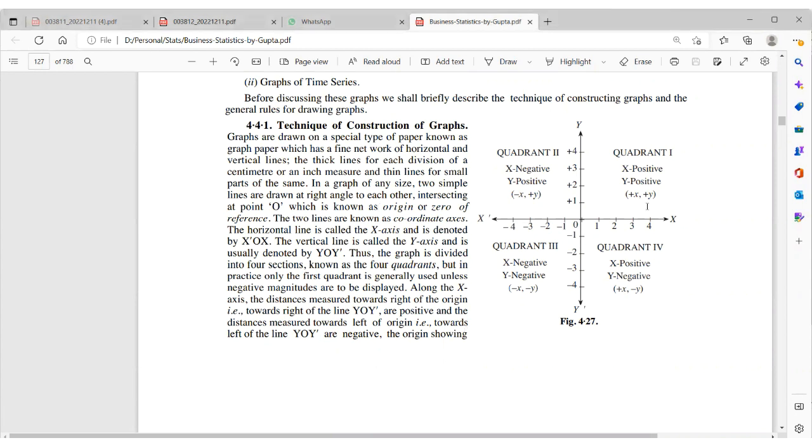See this. Above this is the positive y-axis, below this the negative y-axis. Here x is positive, y is positive. Both are positive. Similarly, here x is negative, y is positive. In this, x is negative, y is negative. Here, x is positive, y is negative. These are called the first quadrant, second quadrant, third quadrant, and fourth quadrant. Quarter, one fourth, so we divide the graph into four parts.